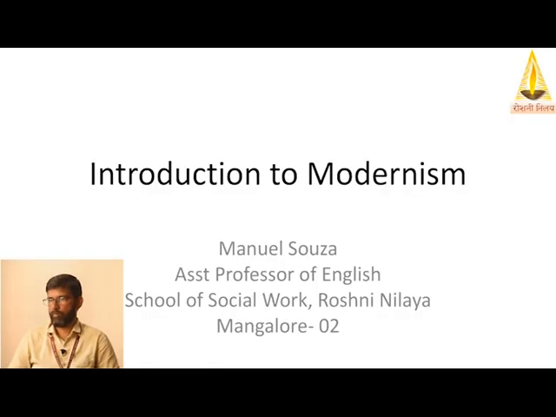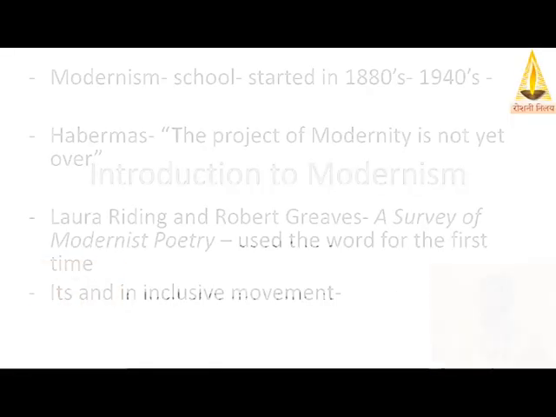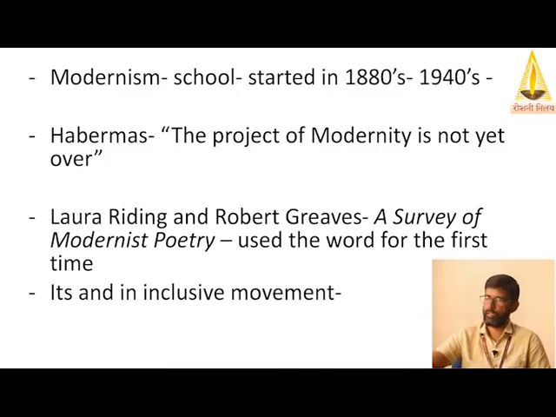So it's a small, brief introduction to the term modernism. It is a school that started somewhere around 1880 and seemed to have gone till the 1940s. However, a modern scholar, Habermas, says the project of modernity is not yet over, signifying that modernity is not yet over. So there are a good number of scholars who believe that modernism started in the 1880s and ended in the 1940s. But there are also others who believe that modernism still continues to the present day.